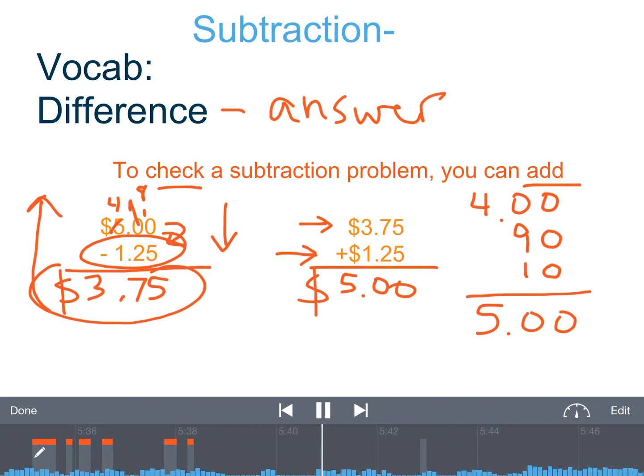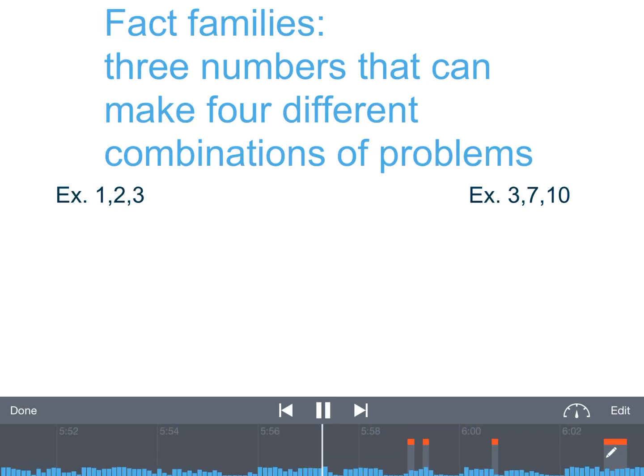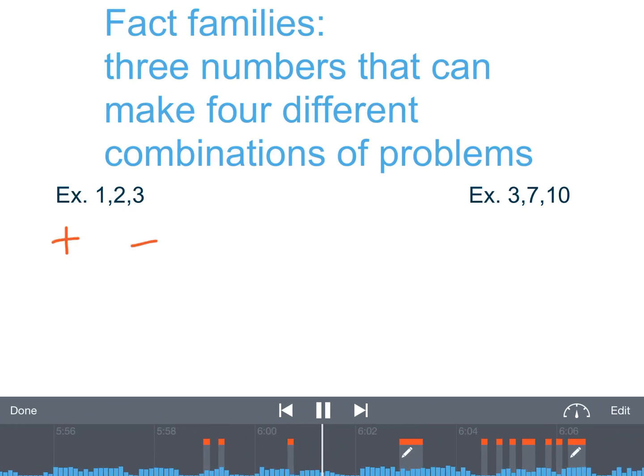Okay? You could check my math if you want, but you don't have to. And then we come to fact families, and this is the last part of lesson 1. Fact families are any three numbers that can, in different combinations, make four different problems. Now, in this particular lesson, we're talking about adding and we're talking about subtracting.